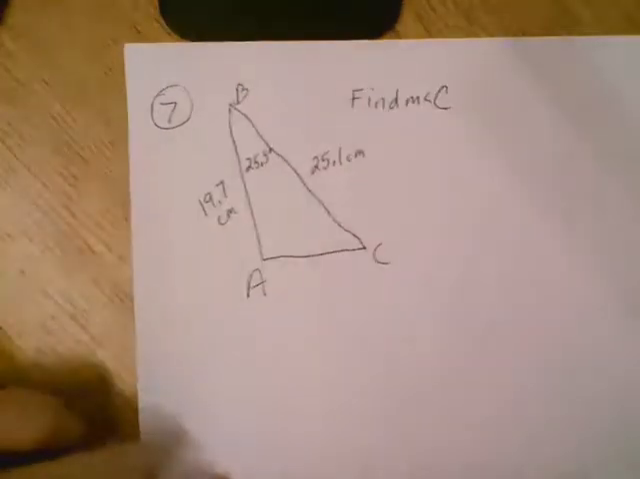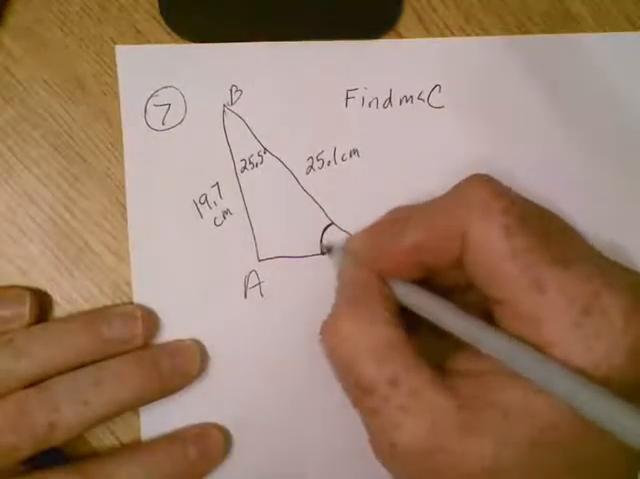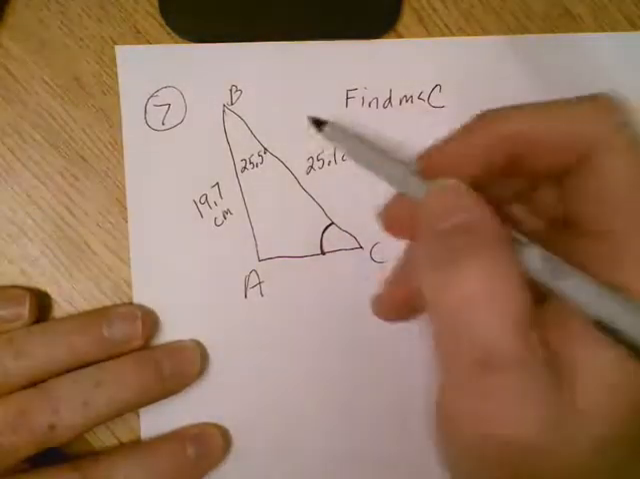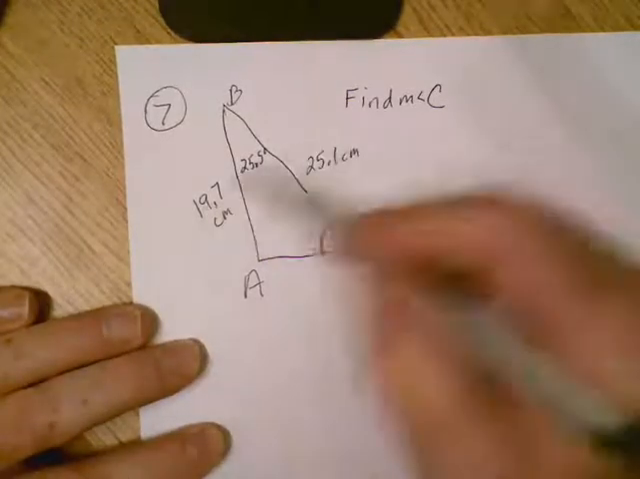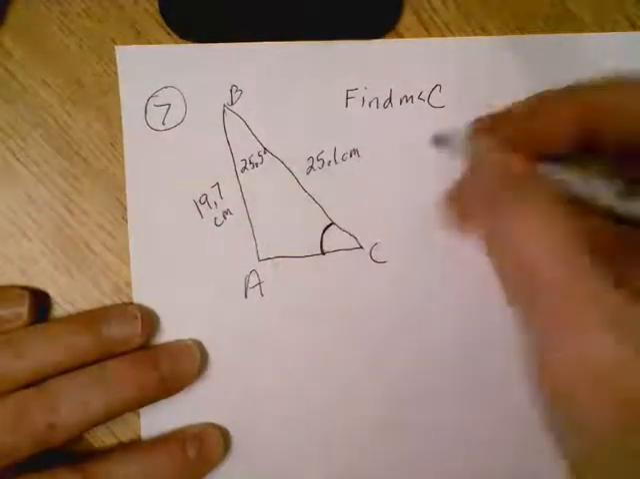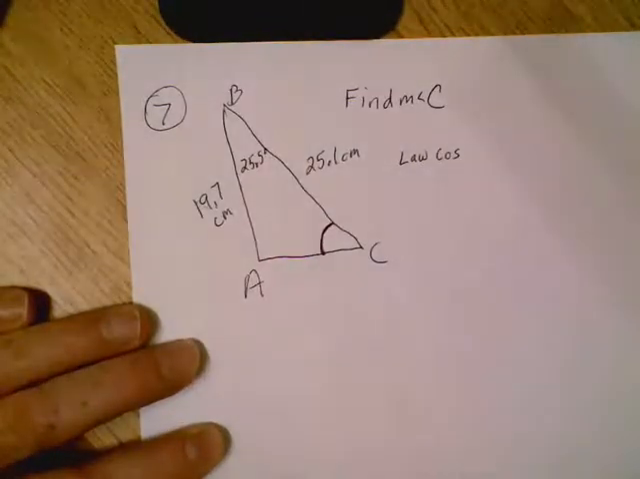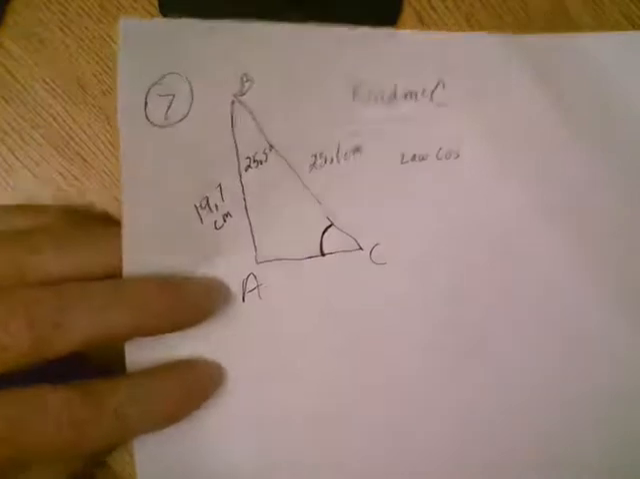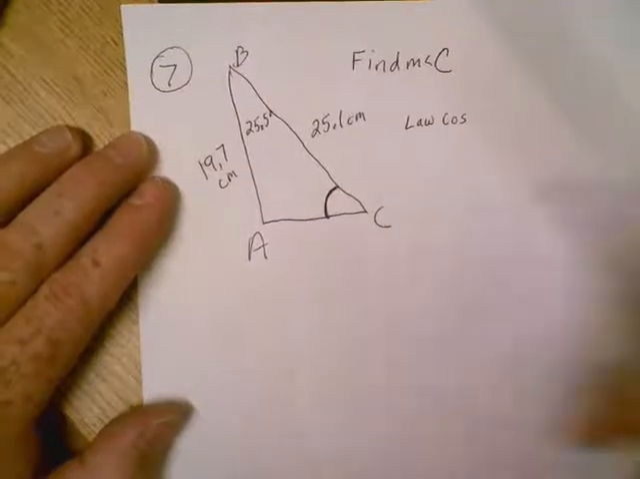Next one I'm going to do is number 7. We're trying to find angle C. This time we know this angle. We don't know the side across from it. We know these two sides. So it looks like we're probably looking for an angle again. And we're going to use the law of cosines. Looks like it's the same setup as number 4. I just picked it random, so I wasn't really paying attention. So we're going to use the law of cosines.